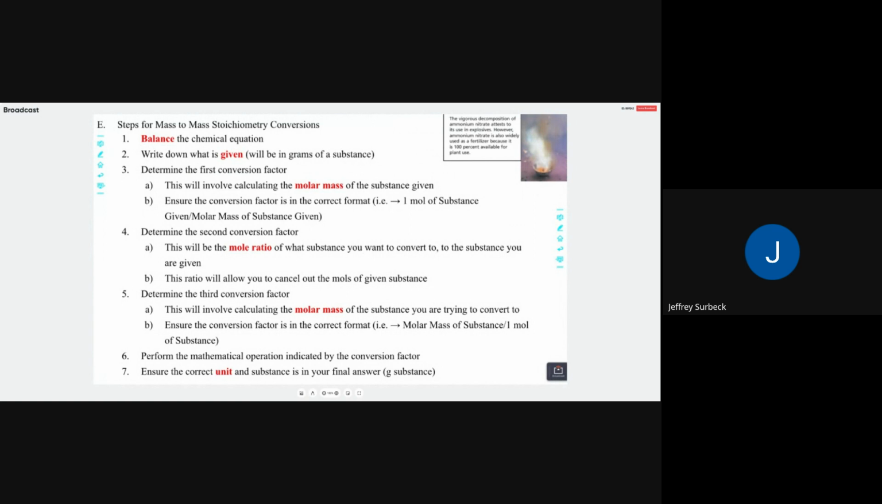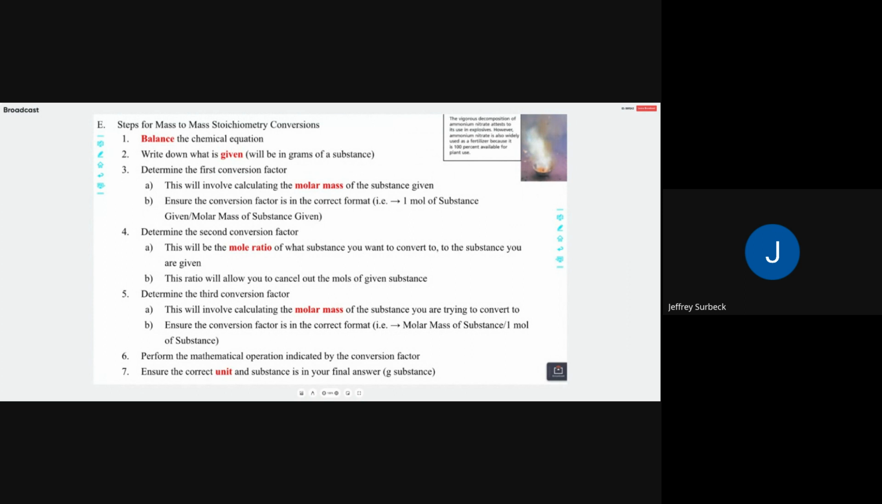With our items to remember here, we're going to start in grams of that given substance. I've said it over and over again. You cannot do anything unless you're in that middleman moles. So we've got to convert to middleman moles, convert to the substance that we want, and then convert it back to grams of that substance that we want. Right? 3 conversions. So again, I call it most complex, but it's just because it involves the most steps.